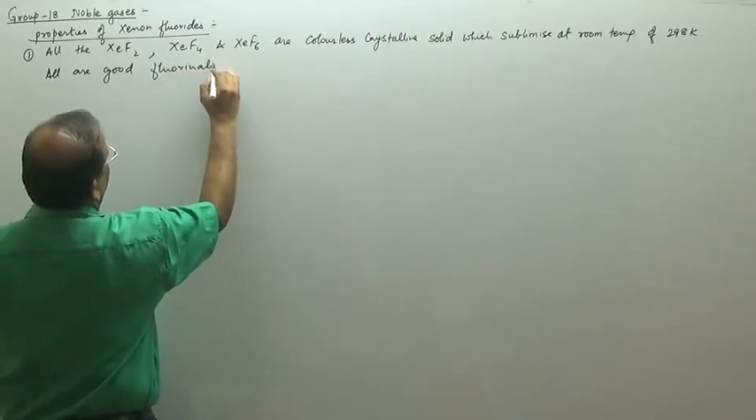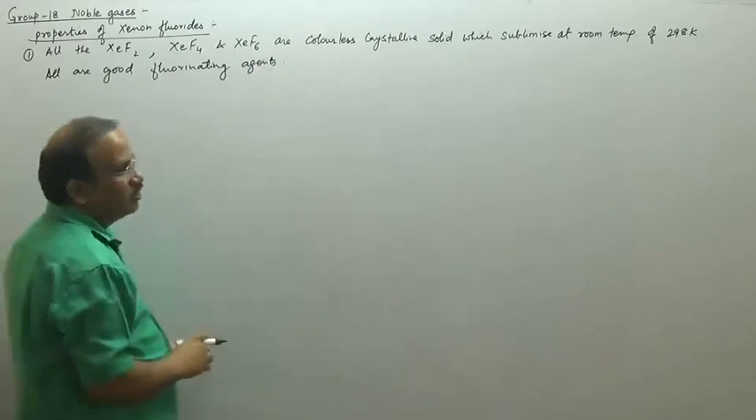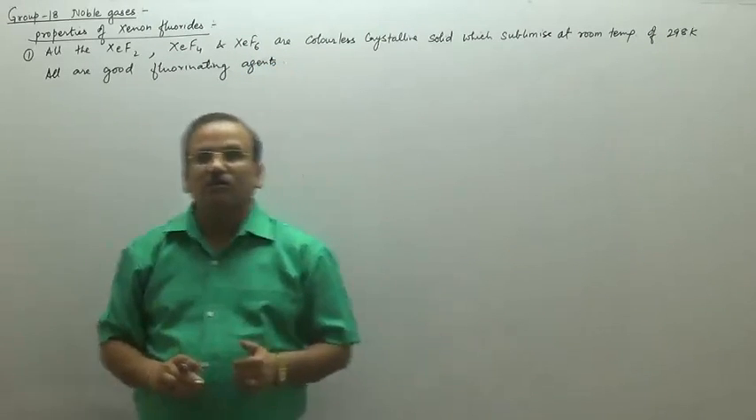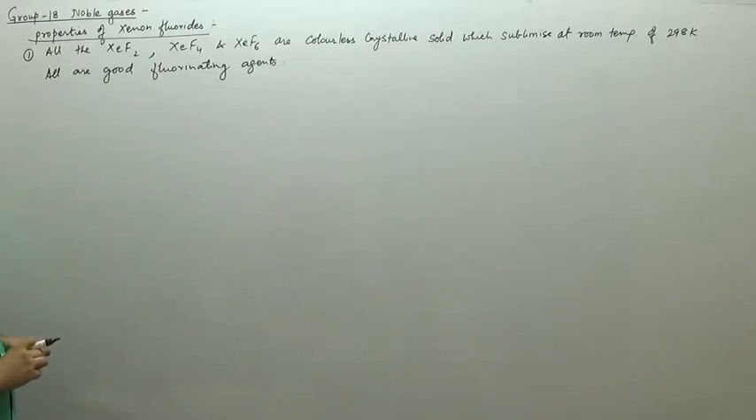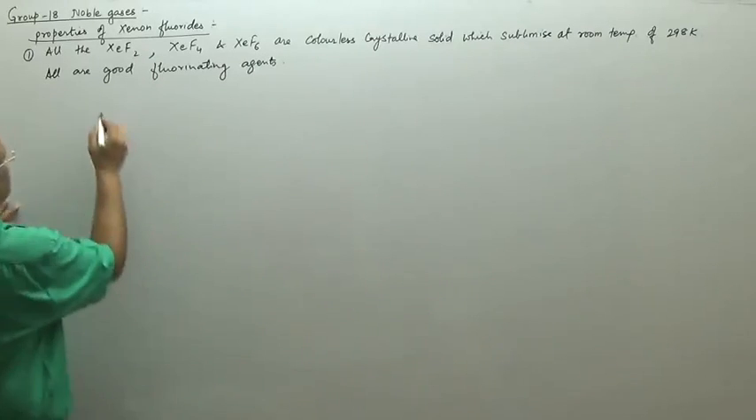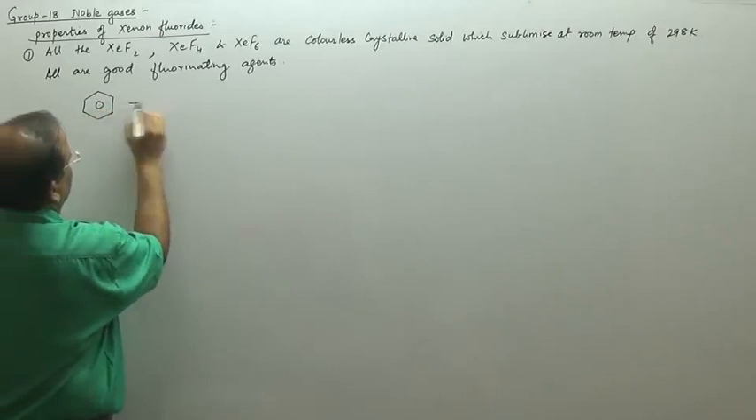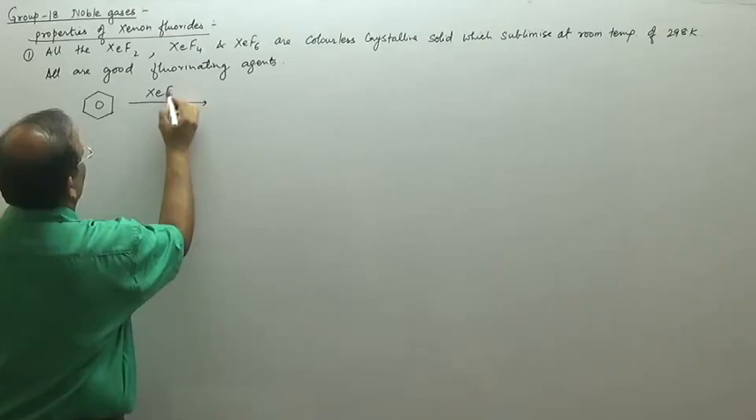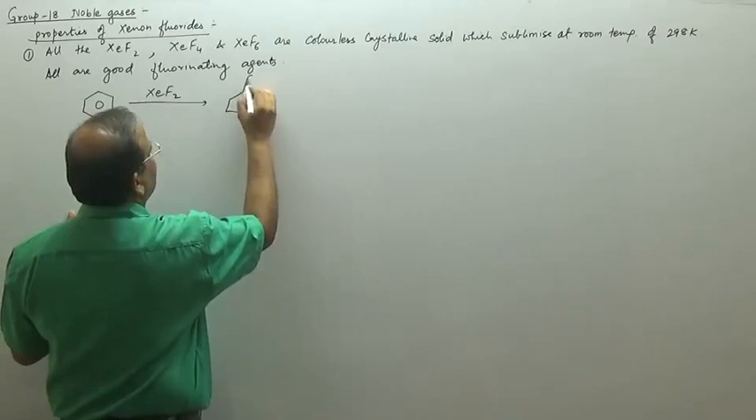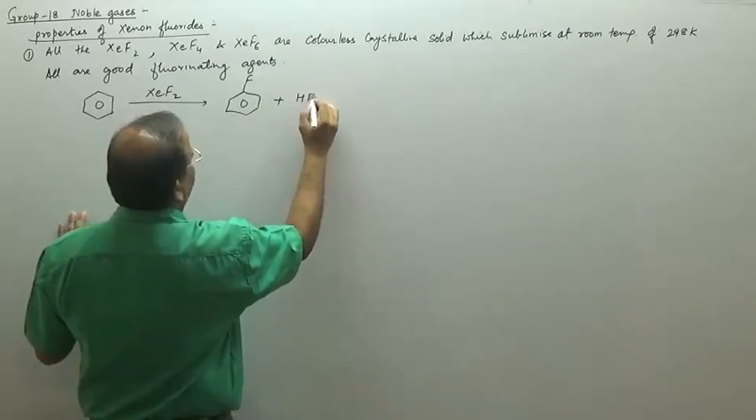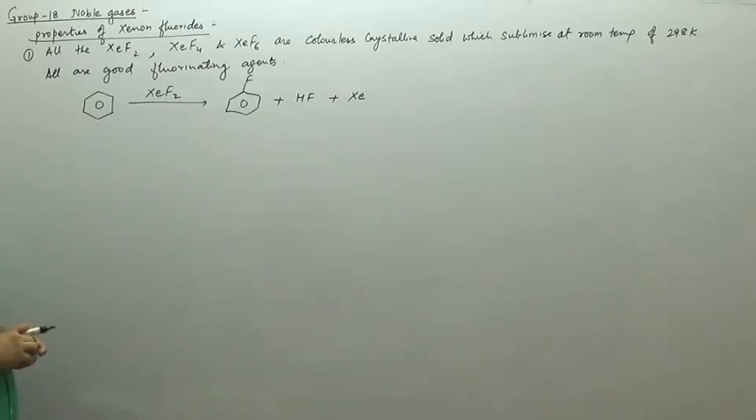All the xenon fluorides are good fluorinating agents. For example, when benzene is treated with XeF2, we get fluorobenzene plus HF plus xenon. That is how all are good fluorinating agents.